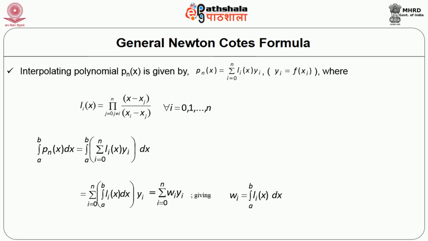Now these Li(x) are the Lagrange's coefficients, and Li(x) is given by the numerator, where pi stands for the product of the factors x minus xj, where j runs from 0 to n, j different from i. That is, it is the product of the factors x minus x0, x minus x1, and so on up to x minus xn. It contains all the factors in the product except x minus xi. For example, L0(x) will be x minus x1, x minus x2, up to x minus xn. It will not contain the factor x minus x0. L1(x) will be x minus x0, x minus x2, x minus x3, up to x minus xn. It contains all the factors except x minus x1.